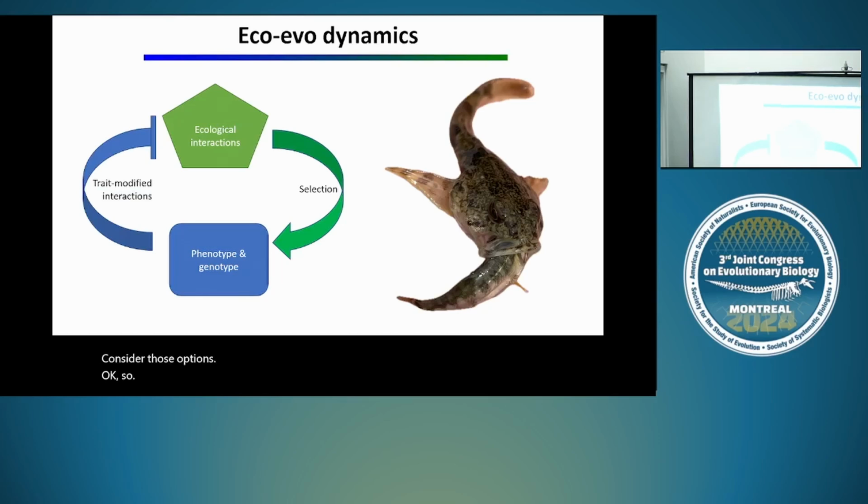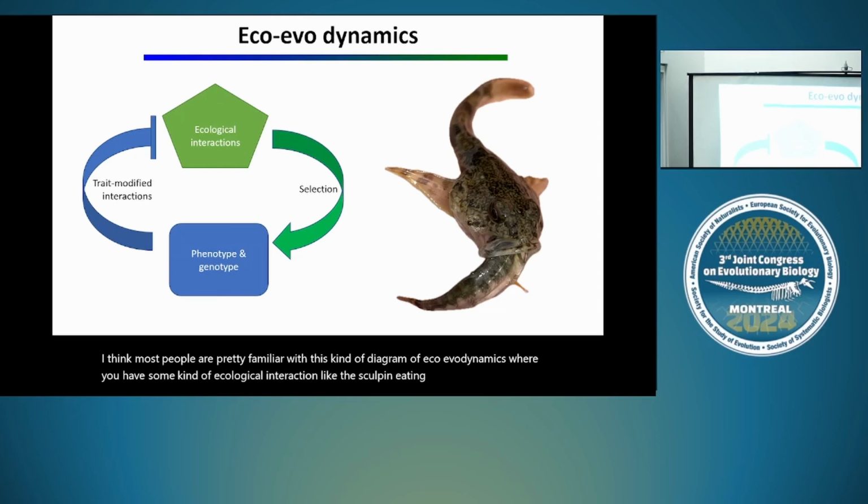I think most people are pretty familiar with this kind of diagram of eco-evo dynamics, where you have some kind of ecological interaction, like this sculpin eating a stickleback. And that ecological interaction generates some selection on a phenotypic trait that modulates the outcome of that interaction. Here, the stickleback has a spine erected, and when we seined up this sculpin, it was unable to swallow the stickleback. Unfortunately for both of them, it was also unable to expel the stickleback because there was another spine stuck in its mouth. So both of them were pretty unhappy about the situation.